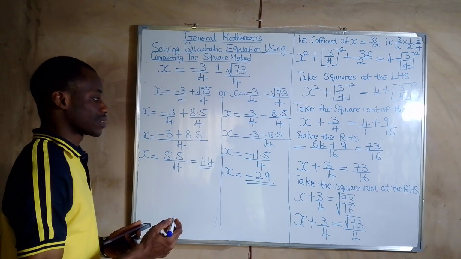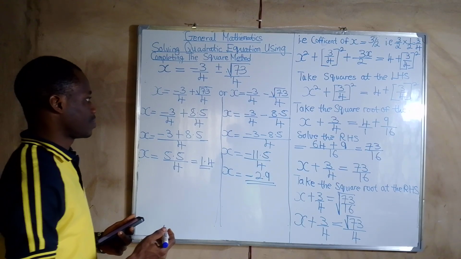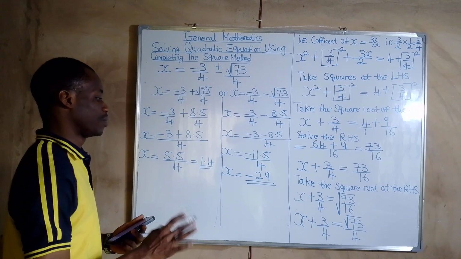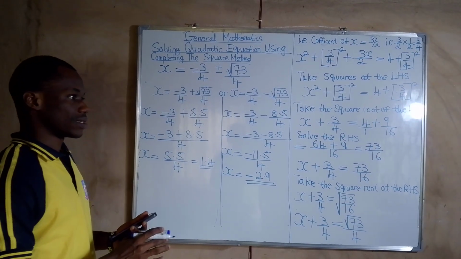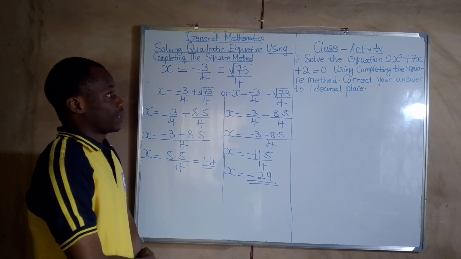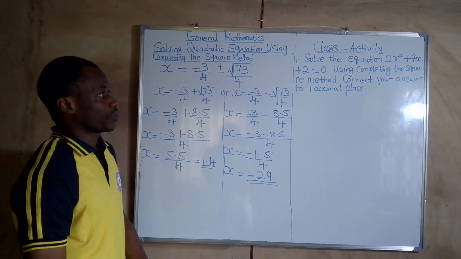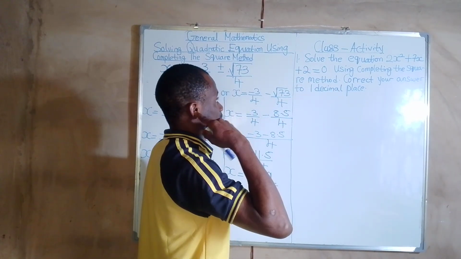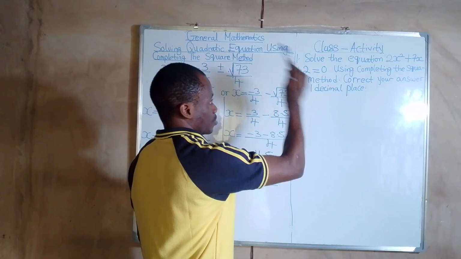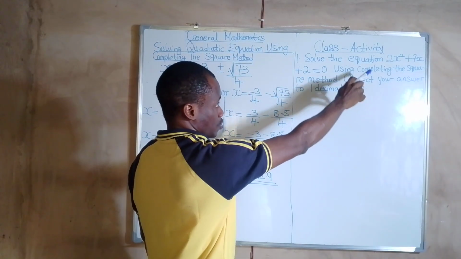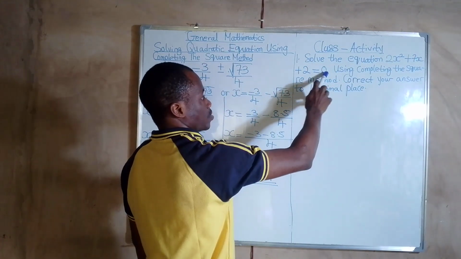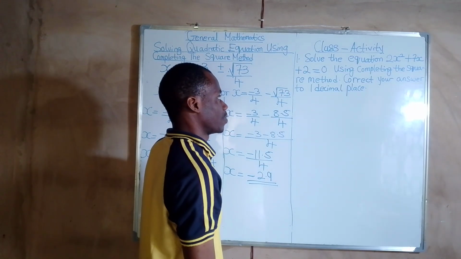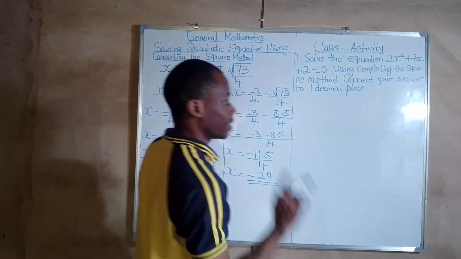Now we are going to pause and write another question down and see if you are going to be able to solve this by yourself. Now we have a class activity for you. Solve the equation 2x squared plus 7x plus 2 is equal to 0. I repeat again, solve the equation 2x squared plus 7x plus 2 is equal to 0, using completing the square method. Correct your answer to one decimal place.